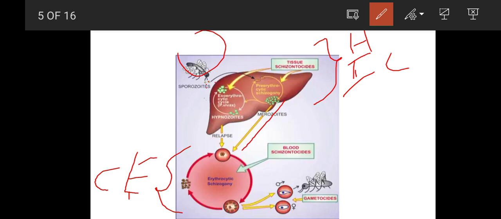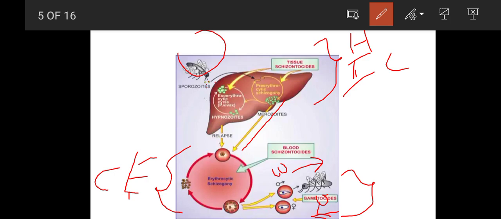Now we have also the gametocytic phase, where gametes are produced in the bloodstream of the man, but fertilization does not occur in the bloodstream of the man. So see, you have the male and the female gametes there, which will be taken by the healthy female anopheles mosquito, in which fertilization will later occur.